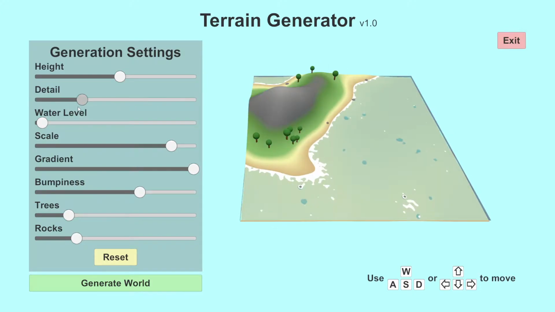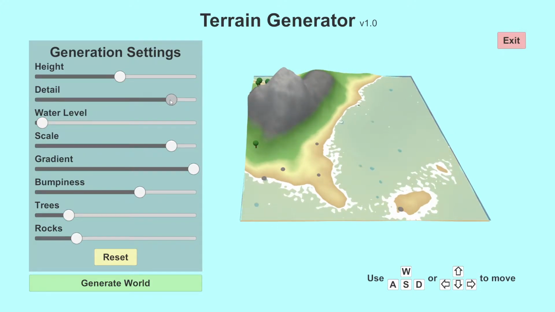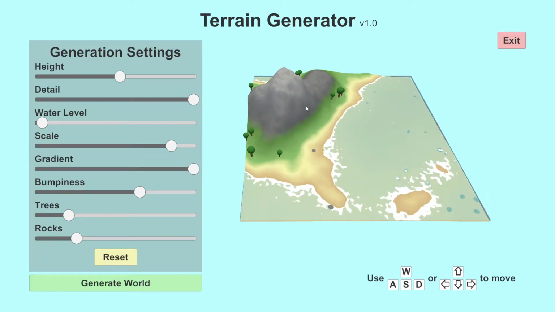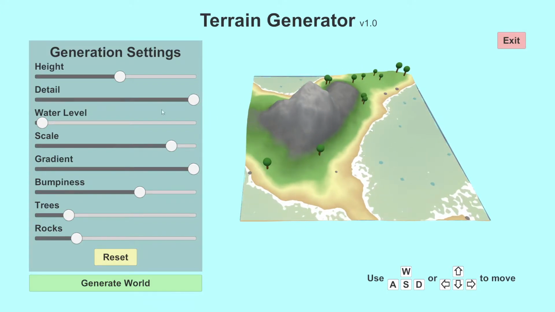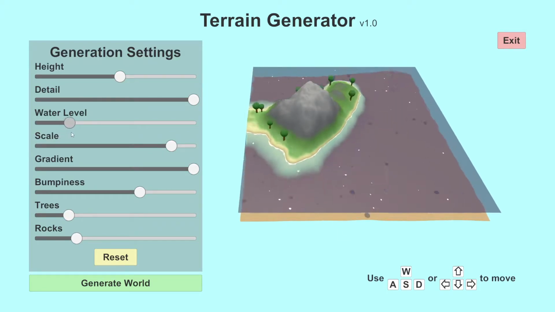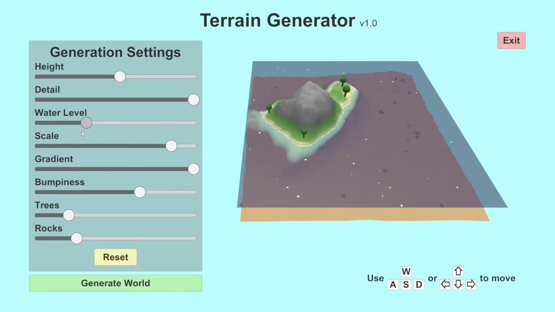So with the lower detail, things are a lot smoother, and with the higher detail, we get this nice rugged appearance. Water level determines the height of the water, which affects the terrain colors and also where objects can spawn.